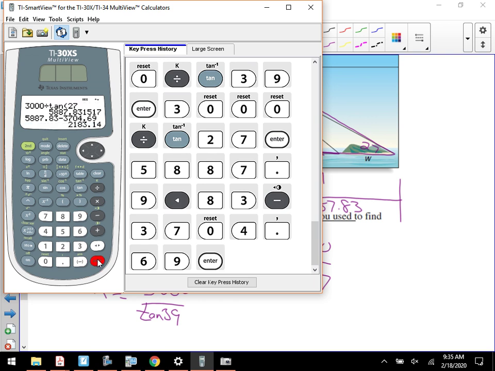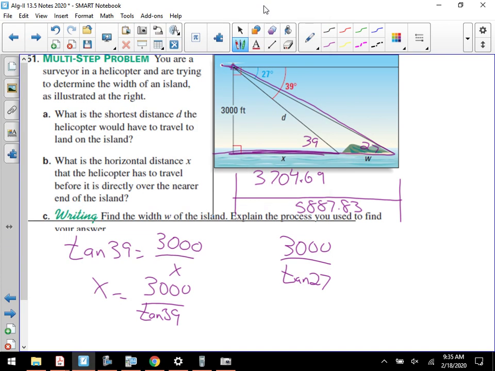$2183.14. That gives me the overall width. Does that make sense? Remember, all you're doing is, if you start looking at it, just redraw it and retrace it out. Okay? No problem. But you just added. I subtracted them. So I found the total and I subtracted out the front. Okay? What else do you want to look at in those?